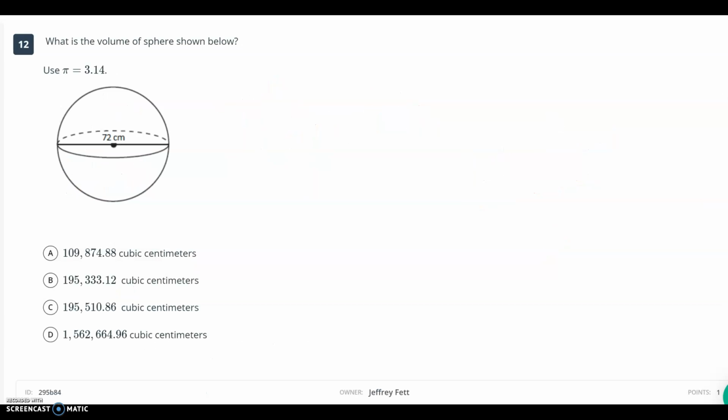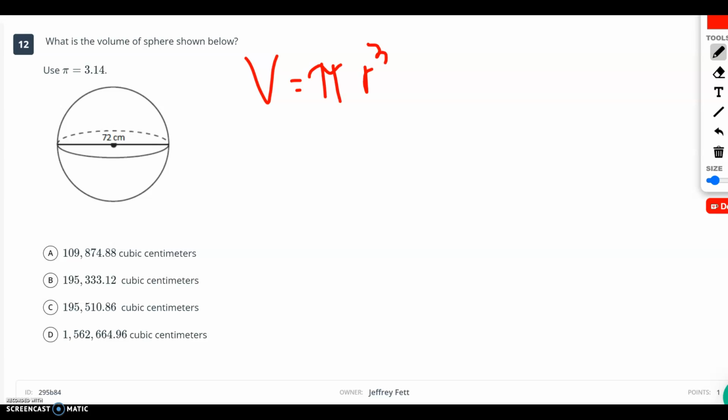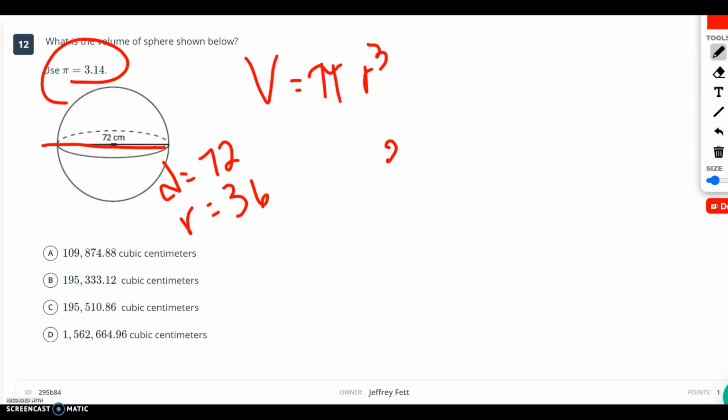Last problem, we're finding the volume of a sphere. Again, you're just looking at your equation. V, your volume, is pi times the radius cubed. Right here, we know 72 goes all the way across, which means it's the diameter. Remember, my radius goes halfway across. That means my radius is 36. It's telling me use 3.14 for pi, so I'm going to come over here, 3.14, and I need to take it times my radius of 36 cubed.